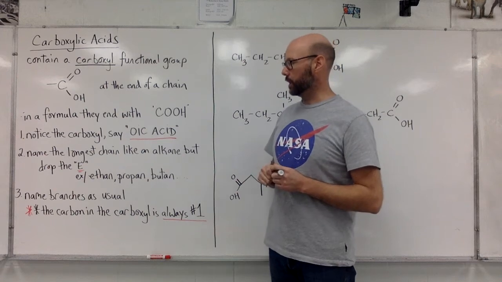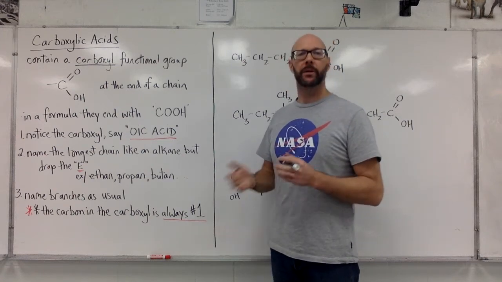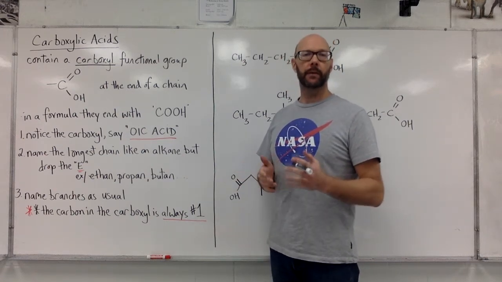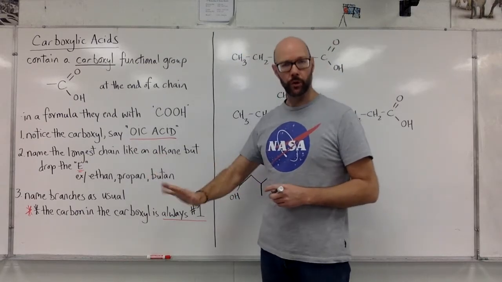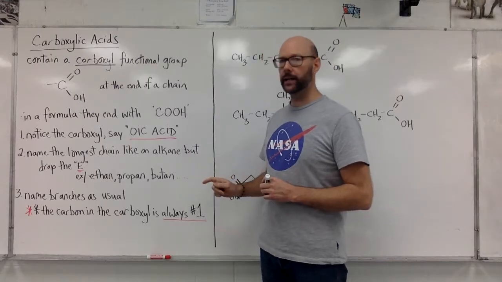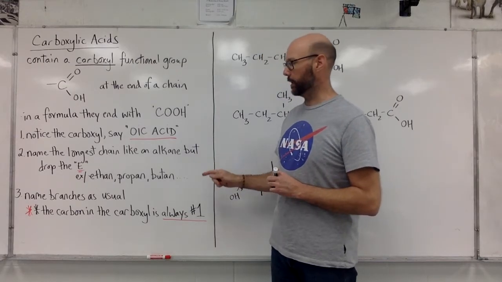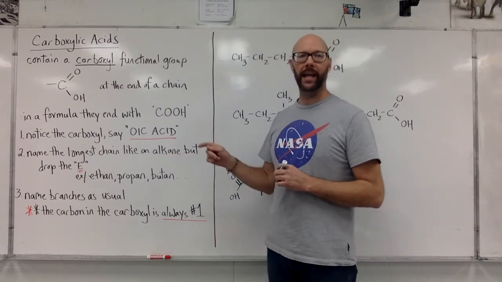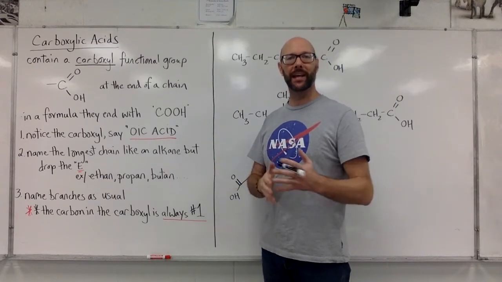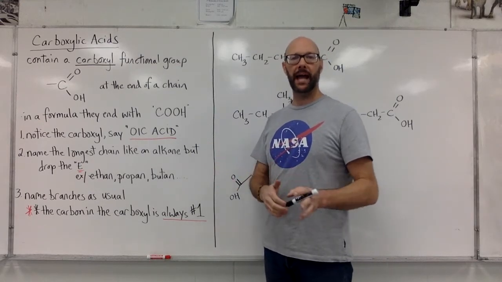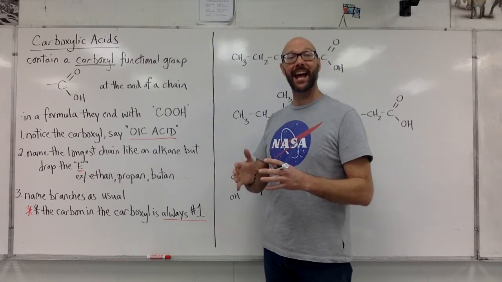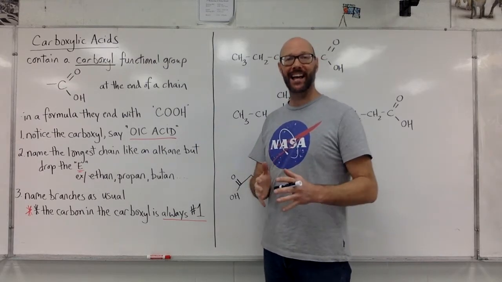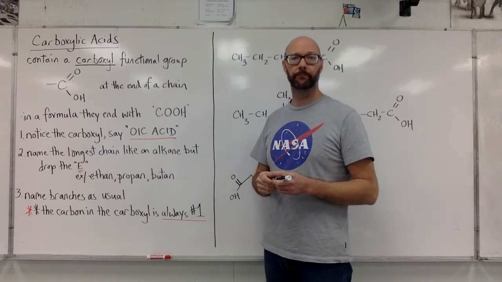We're going to name the longest chain like an alkane, but take the E off, like we saw with alcohols. So we would have ethan with no E, propan with no E, butan. And then oic acid. So we would have ethanoic acid, propanoic acid, butanoic acid, pentanoic acid, hexanoic acid.